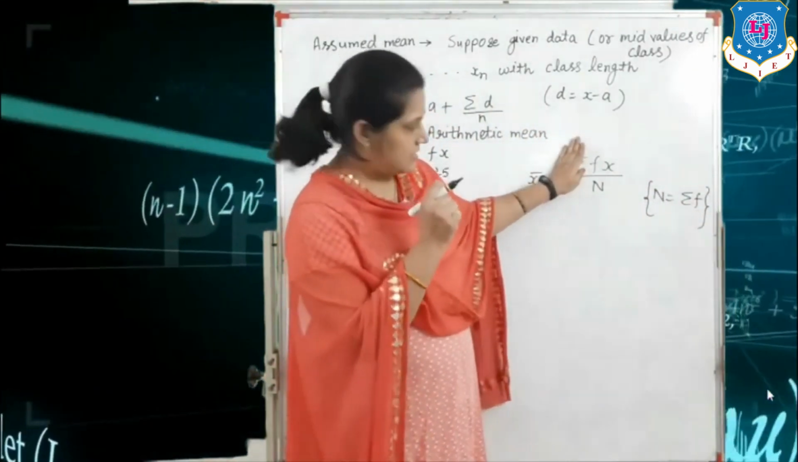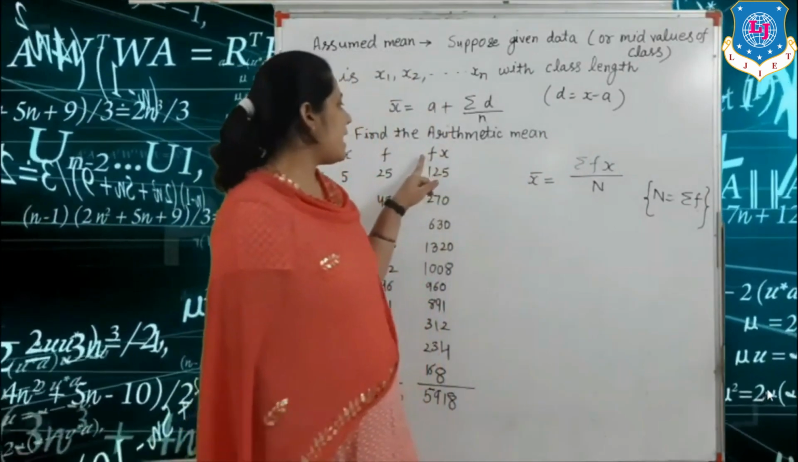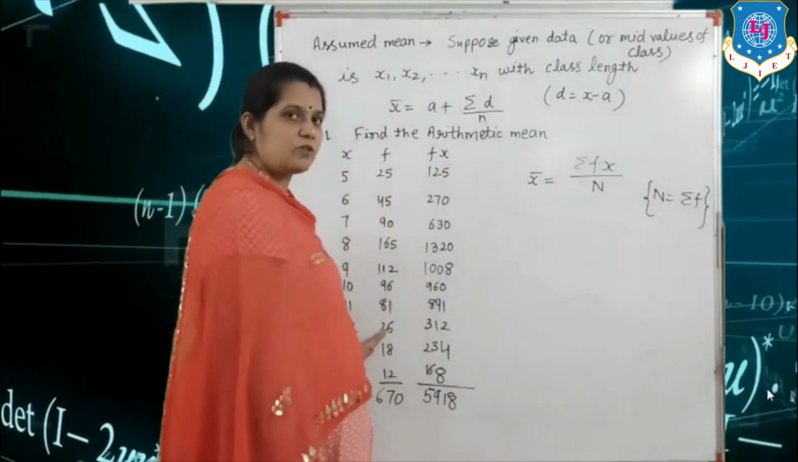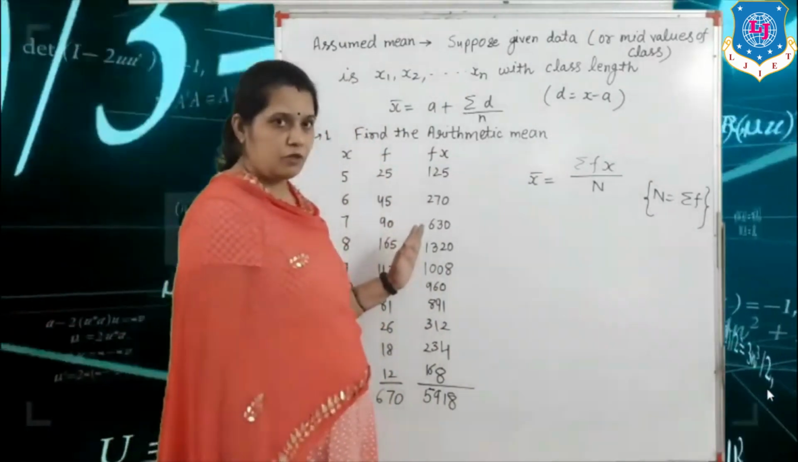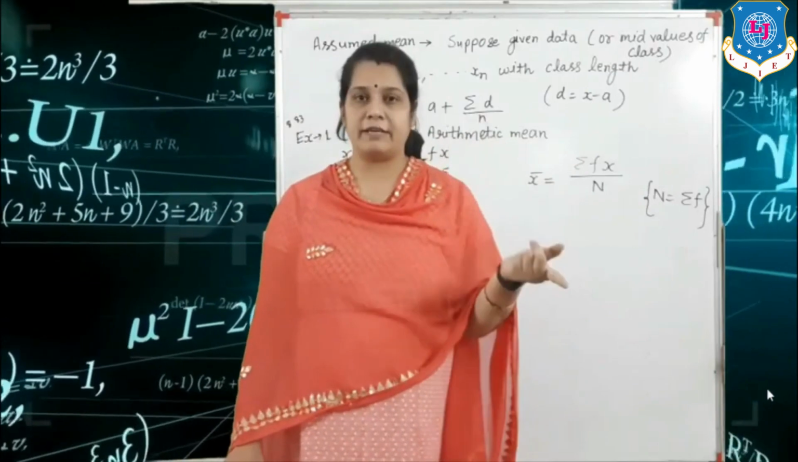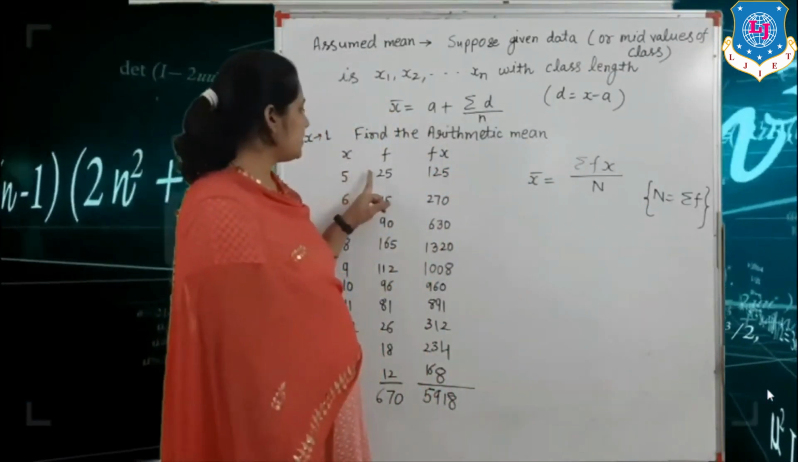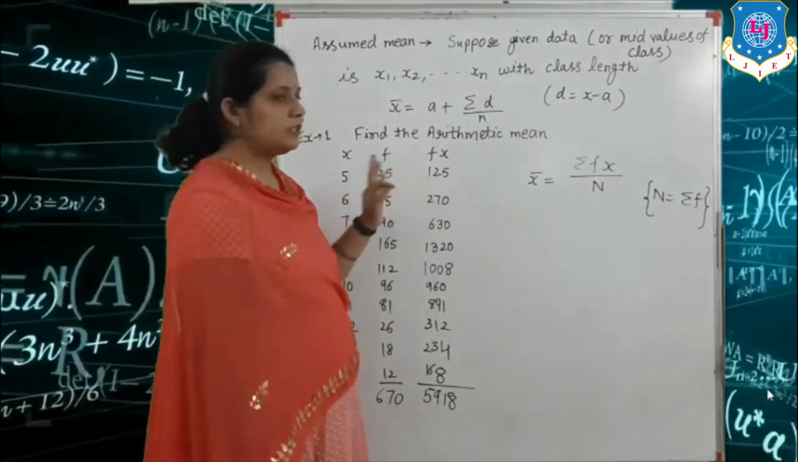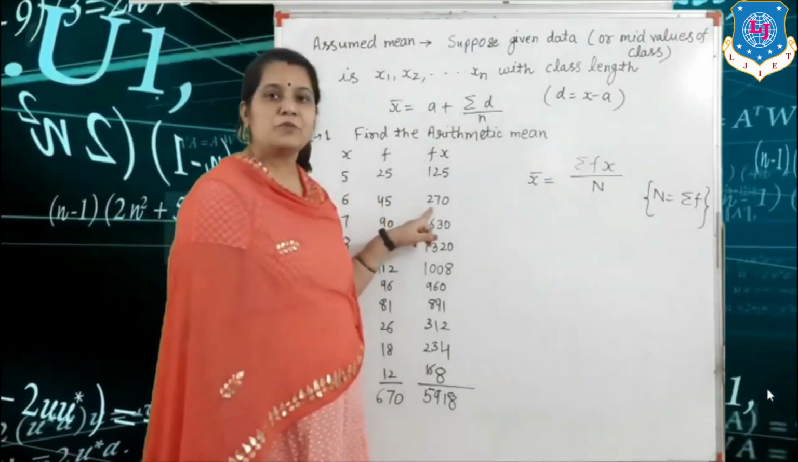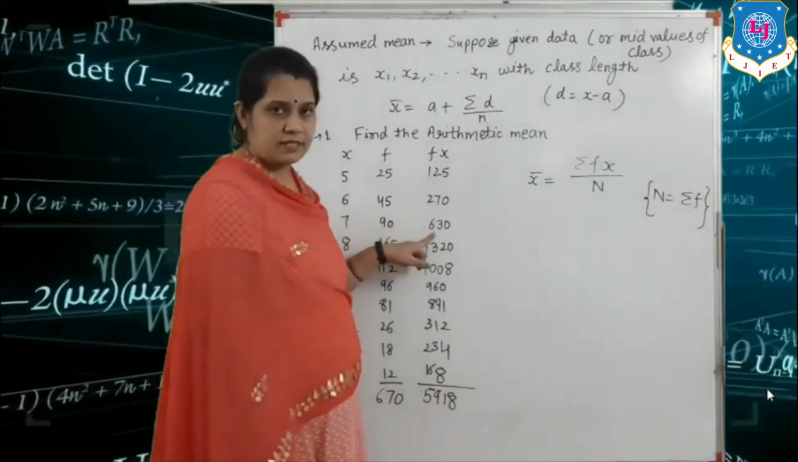So see here we have the f into x column. First we map the column of x. That means this is your x column and this is your f column. Corresponding to the value of x, you multiply the value of x and write here f into x. Got it? So here 5 into 25 is equal to 125. 6 into 45 is equal to 270. 7 into 90 is equal to 630.